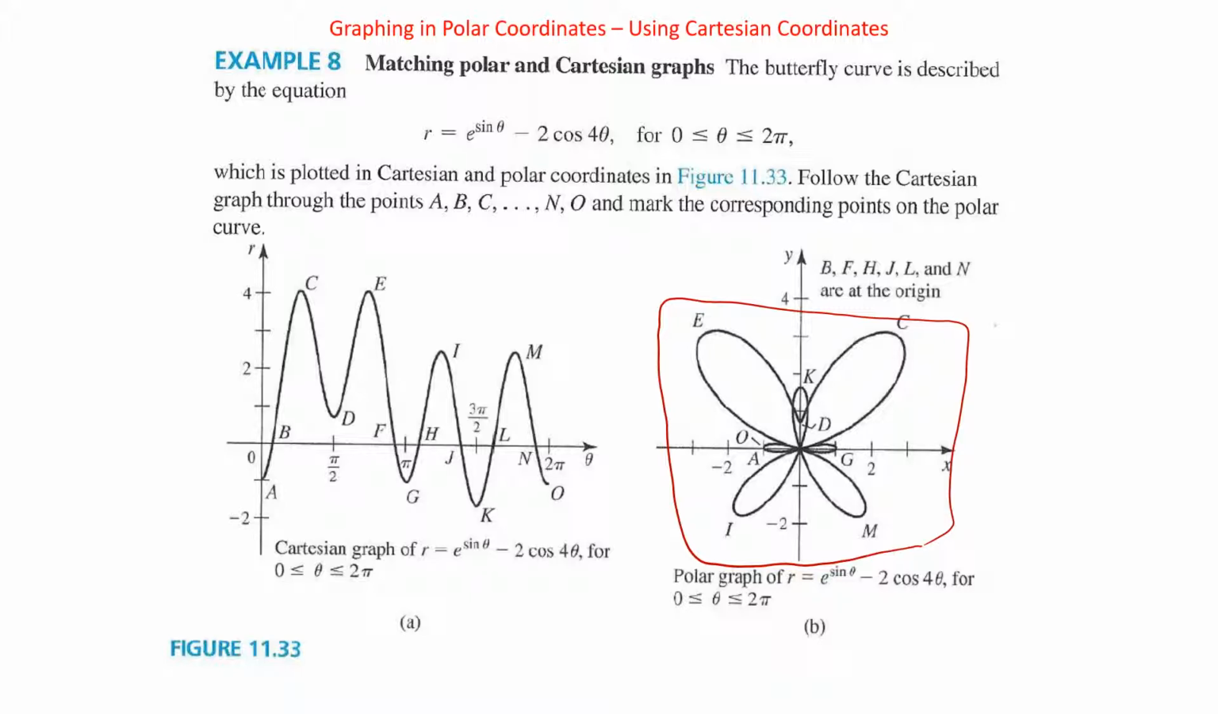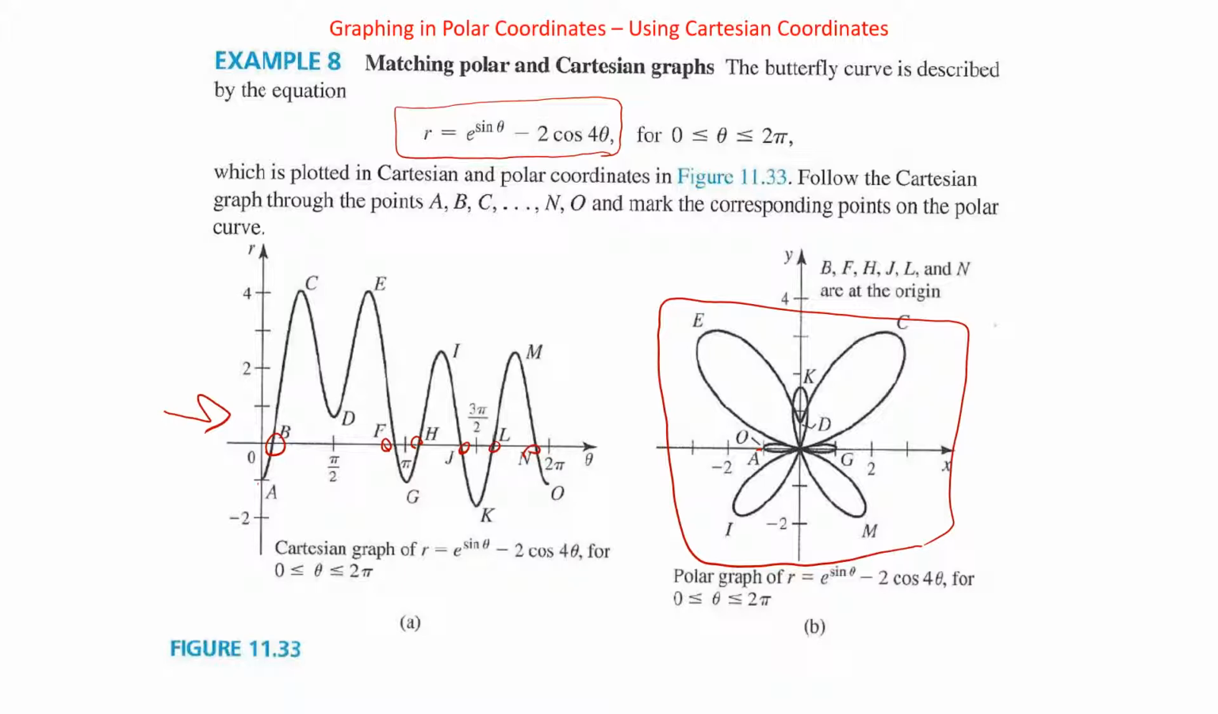So starting here, that would be just plugging this in. We could graph this as just y equals e to the sine x minus 2 cosine 4x. That would give us this graph. Then we can follow. So when theta equals 0, we're at -1. So theta equals 0, we're over here at -1. And then we hit the origin every time we hit the axis. So B is at the origin.